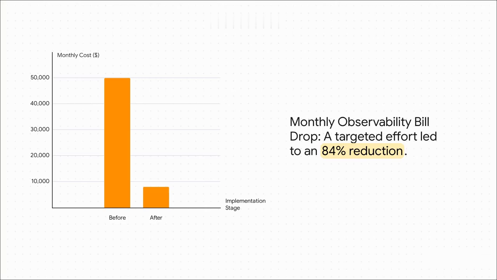And here it is. The proof is in the pudding. Just look at this chart. The team started with that $50,000 a month bill we saw at the beginning. After they made a targeted effort to fix their verbose logs, aggregate their metrics, and clean up their labels, they brought the cost all the way down to just $8,000 a month. That's an 84% reduction. And they didn't lose any critical visibility in the process. This is absolutely achievable.